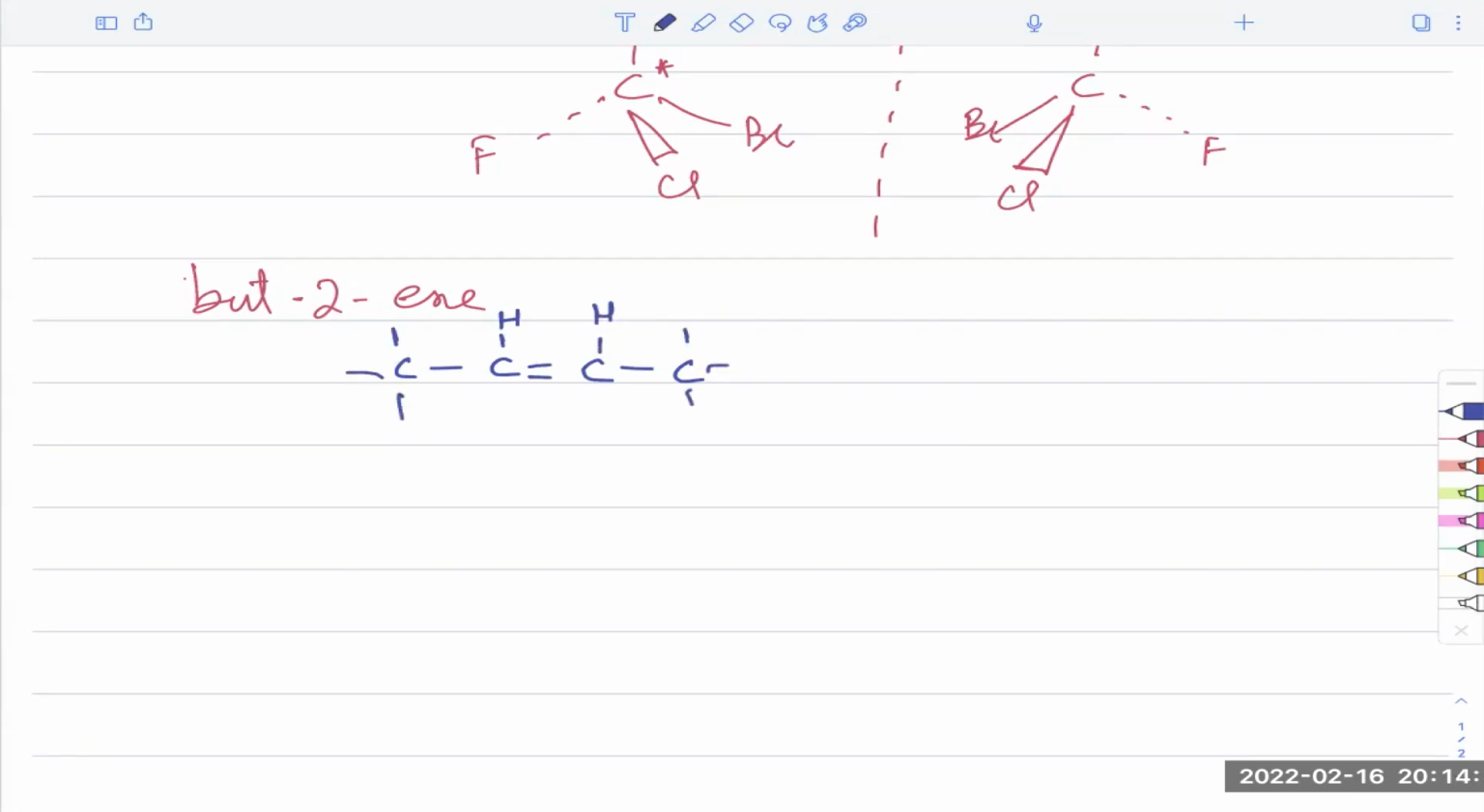Now here's the thing with cis trans isomers, and pay attention to this. Whenever you want to draw a cis trans isomer, just focus on this standard diagram.